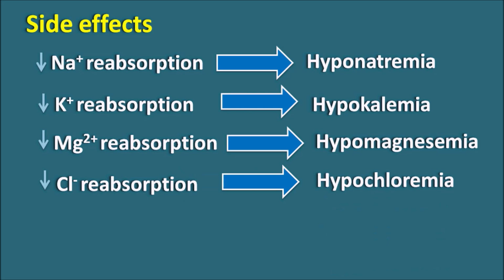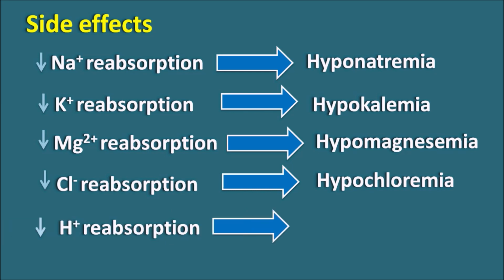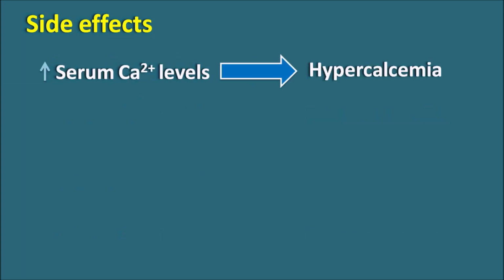And apart from these electrolytes, it can also inhibit the proton reabsorption such that the acidic levels within the systemic circulation are going to be reduced, which results in metabolic alkalosis. In this way, chlorthalidone can inhibit the reabsorption of so many types of electrolytes resulting in the hypo conditions. But at the same time, it can also increase other electrolytes and other metabolic products. For example, it can increase the serum calcium levels, which results in hypercalcemia.